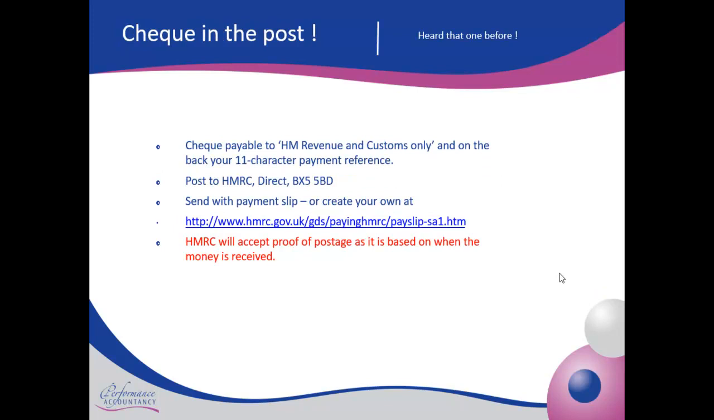You can still put a cheque in the post. Yeah, I like that one. The cheque must be made out again to HMRC or Her Majesty's Revenue and Customs, and you must have your 11-character reference on it. The 11-character reference being 10 characters of your new unique tax reference number followed by a K. You post it in an envelope. I know these things do exist. You post it to HMRC, and the whole address is literally the word Direct followed by a postcode. There is no other address. That's it. It will get there.